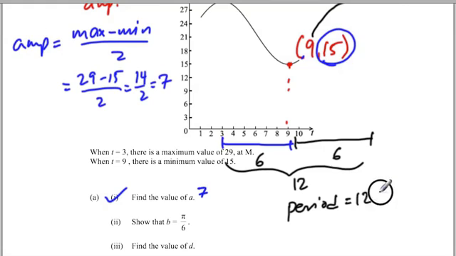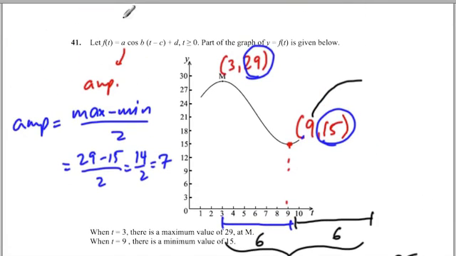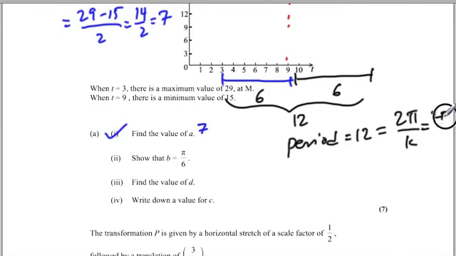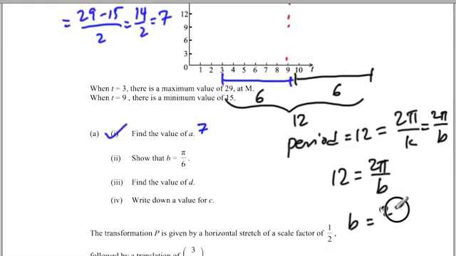And if you remember the equation, the period is equal to 2 pi over k. And k is basically our compression factor, or b in this case. So I could have just written 2 pi over b, right? So 12 is equal to 2 pi over b. So b is 2 pi over 12, which is equal to pi over 6, and that's this one over here. So we've shown that b is equal to pi over 6.